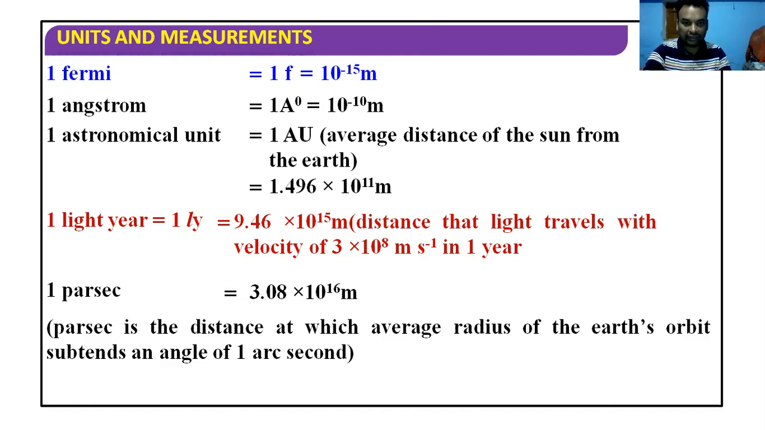So let us go to the next slide, and my next slide will show you how to derive one astronomical unit, the average distance of the sun from the earth, which is 1.496 into 10 raised to the power 11 meter, and 1 parsec, which is equal to 3.08 into 10 to the power 16 meter. So let us go to my next slide.